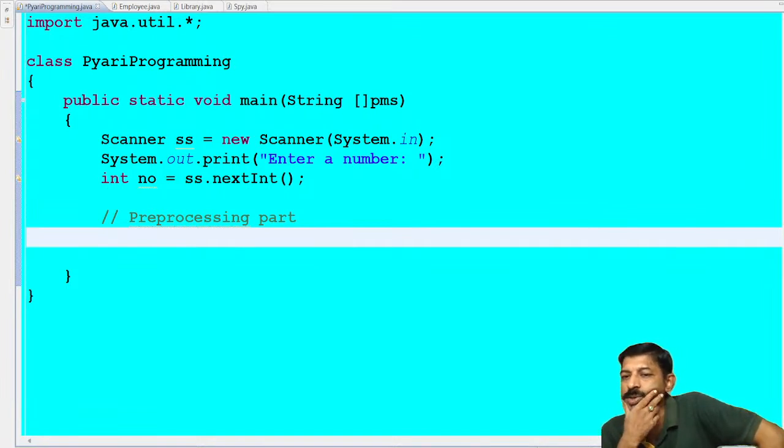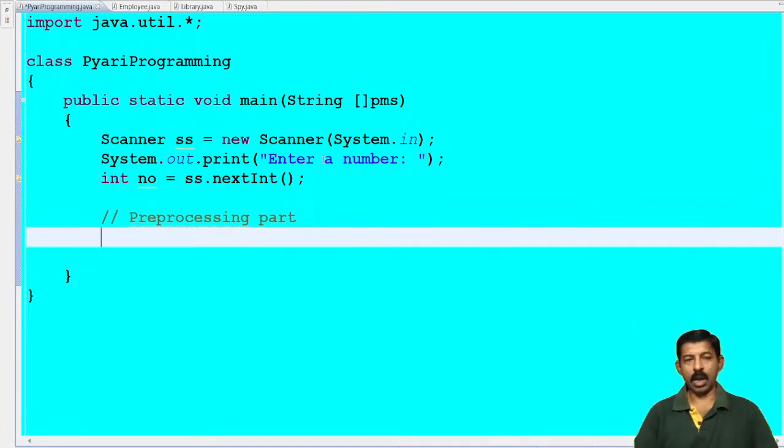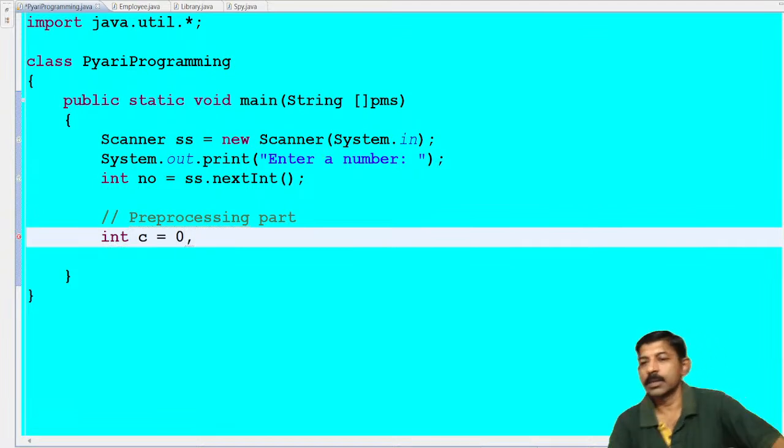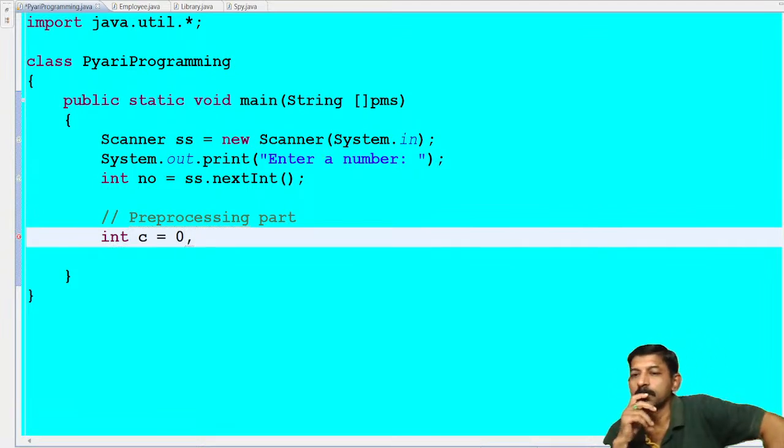Monalisa Parida, yes. Counter, I need a counter. Okay, int counter is equal to 0. Yes. Anything else? Counter to check how many digits are there. Something is missing before the while loop. Oh, don't get in a hurry.